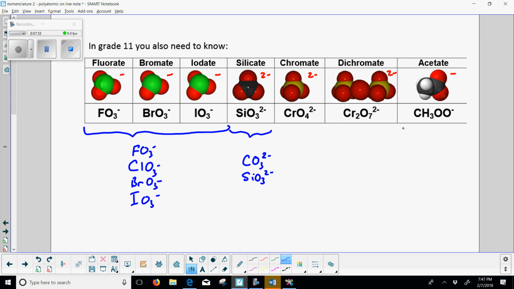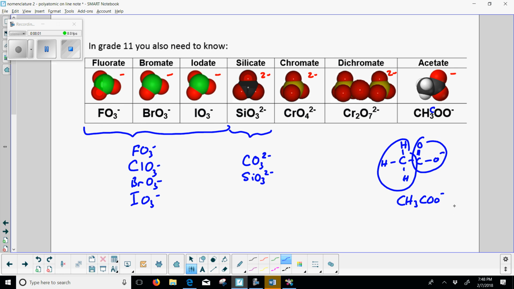And finally, this is very, very unusual. This is an acetate. Now an acetate looks like this. It has 3 hydrogens, and it has this extra carbon over here, COO negative, and it looks like that. So this part here is my CH3 part, and this part here is my COO negative.